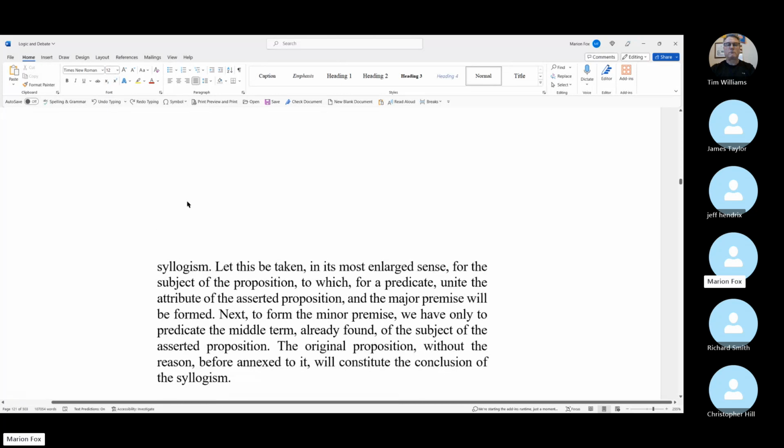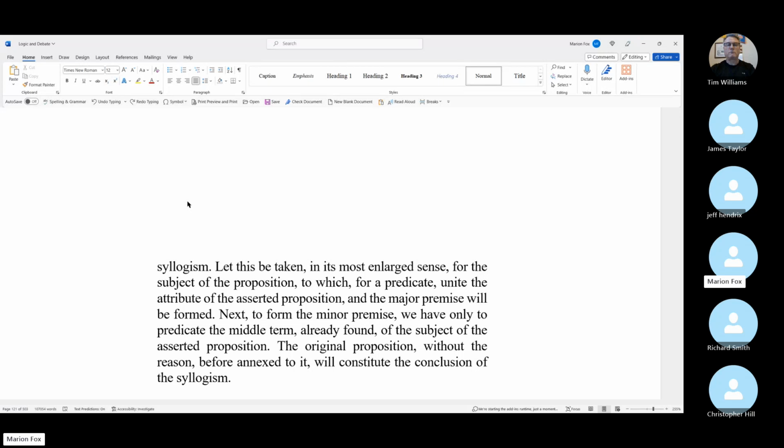Let this be taken in the most enlarged sense. Once you've got the middle term, you've got half of your major and half of your minor premise. Let this be taken in the most enlarged sense for the subject of the proposition, to which, for the predicate, unite the attribute of the asserted proposition, and the major premise will be formed.